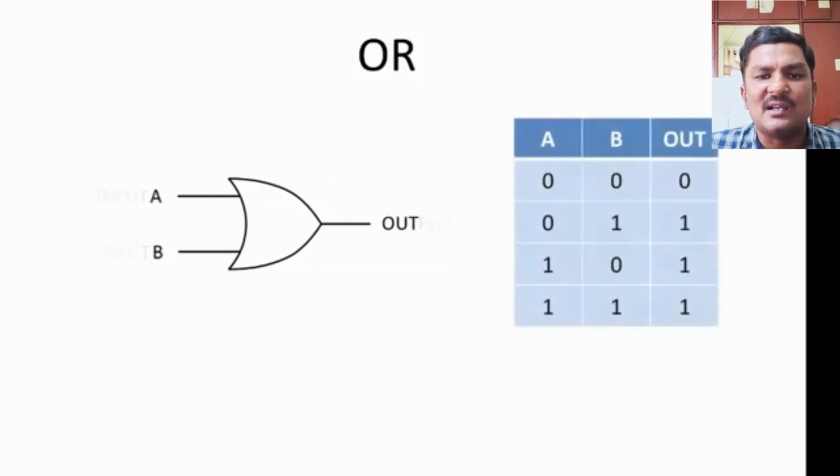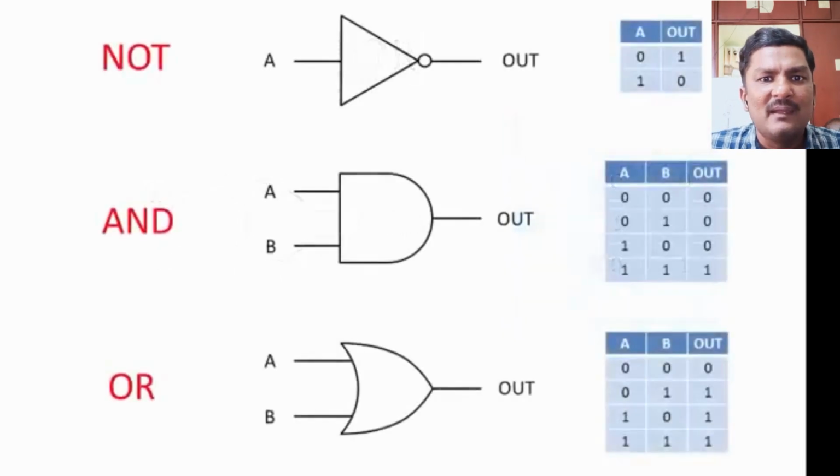In the case of OR gate, when either of A or B equal to 1, the output is 1. When both equal to 0, output is 0. Truth table of OR gate. In brief, the truth tables of the three basic logic gates, NOT gate, AND gate and OR gate, are given.